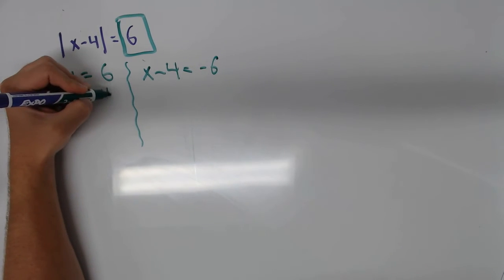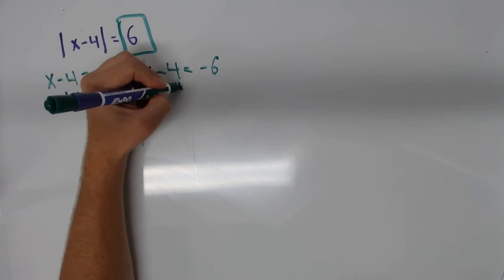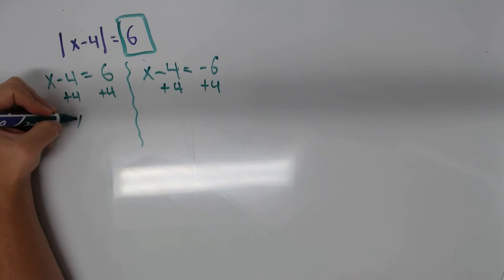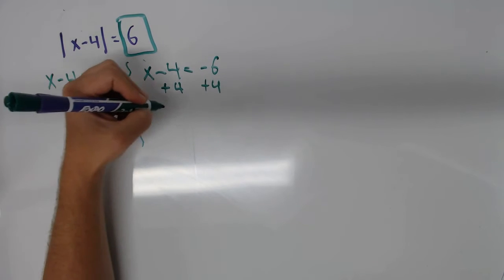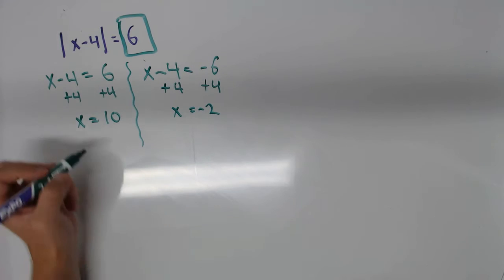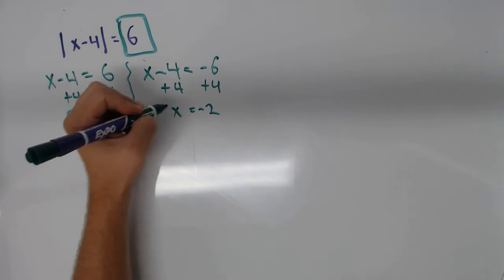Now the steps for these are usually the same once we're at this point. For both of these equations, the only algebra step I need to do is add 4. So even though it looks like twice the work, it's really not. You're just kind of copying your same steps over. So these should be my two solutions.